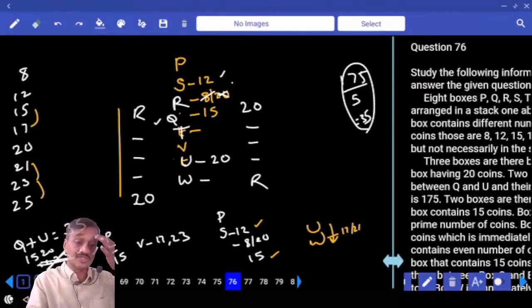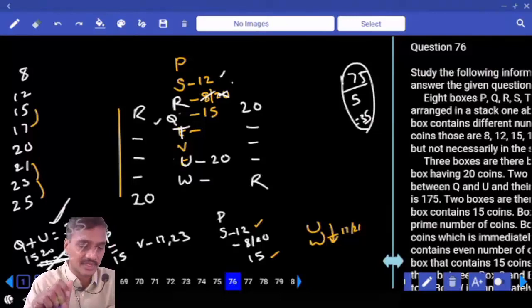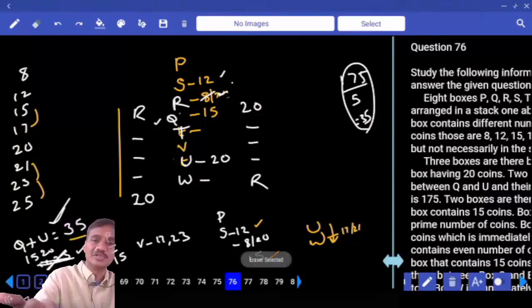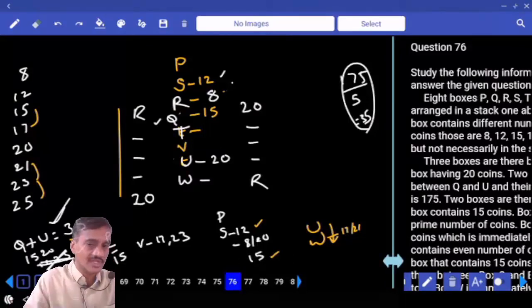As R is finalized here, Q and U is 35. Out of which Q is 15 and U is 20, so together Q and U is 35. And next one, P and 15. And next one, R is how much? R is definitely 8. It cannot be 20, because U is 20. Hence R must be 8. If R is 8, 8 is open, 12 is open.